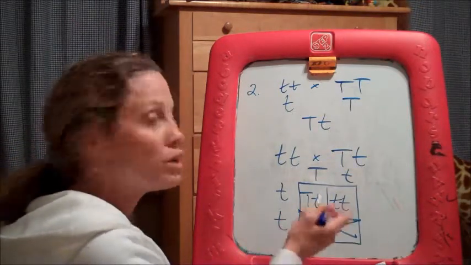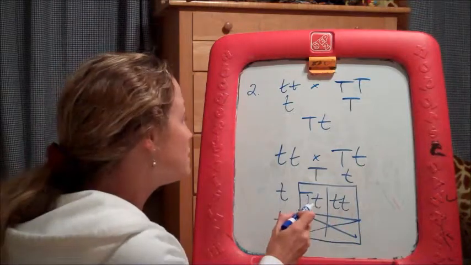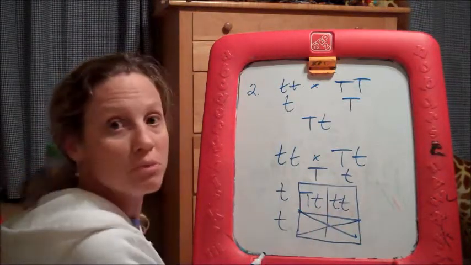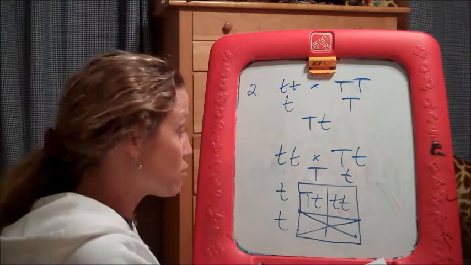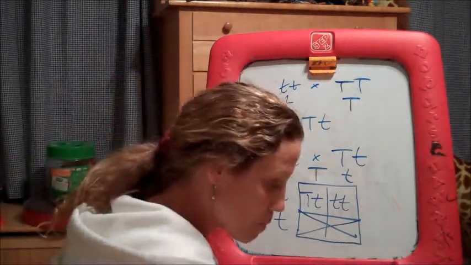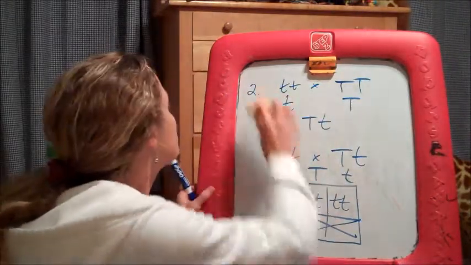Okay? Or you can write 1 to 1 for the ratio. 1 big T, little t to 1 little t would be the genotypic ratio. 1 tall to 1 dwarf would be the phenotypic ratio. Alright? Okay, next we'll do number 3.